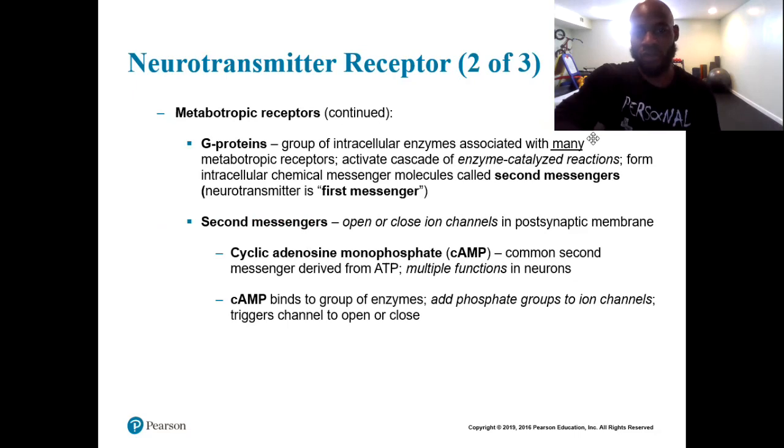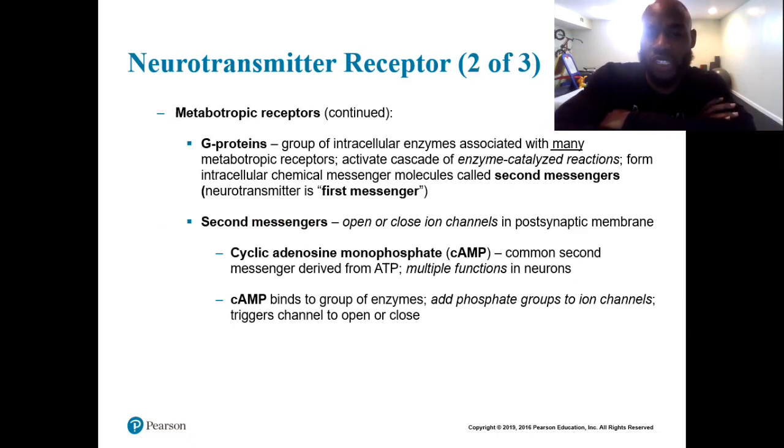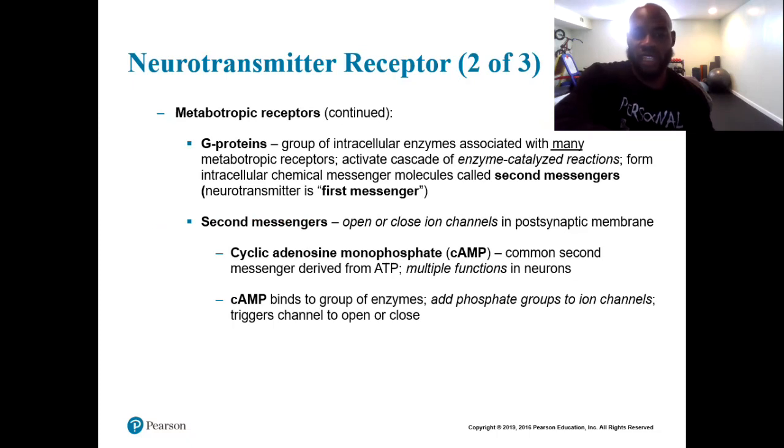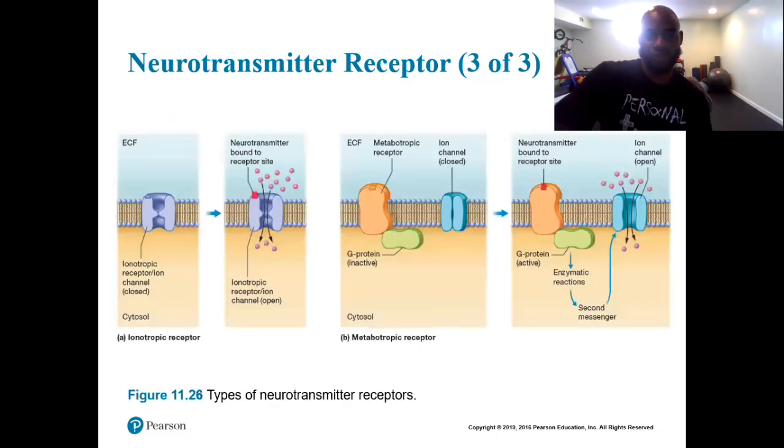Some more on metabotropic receptors. You have G proteins, a group of intracellular enzymes associated with many metabotropic receptors. They create a cascade of enzyme-catalyzed reactions. Then you have second messengers, which open or close ion channels in the postsynaptic membrane. Cyclic AMP is one that you'll probably see if you go into the medical field. It's a common second messenger derived from ATP, with multiple functions in the neurons. cAMP binds to a group of enzymes that add a phosphate group to ion channels, triggering channels to open or close. These are just diagrams of different ones of those.